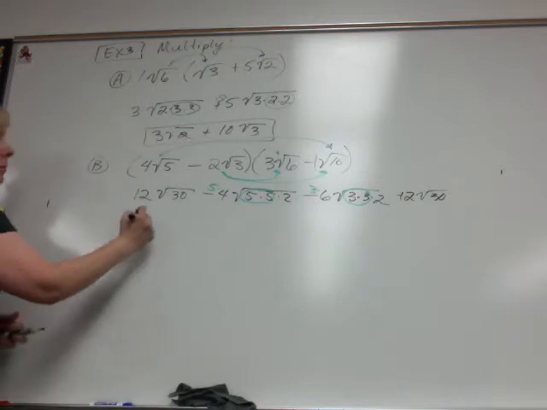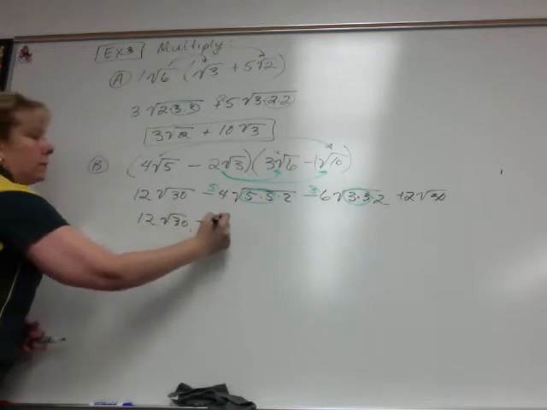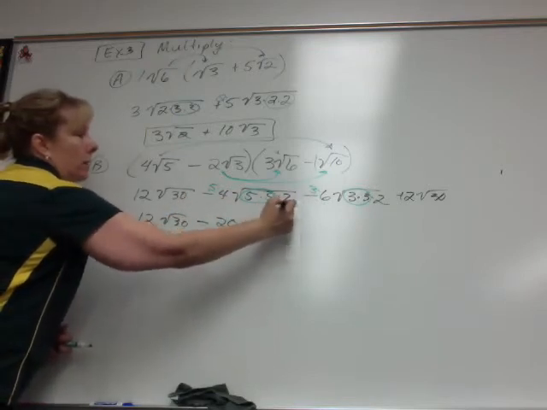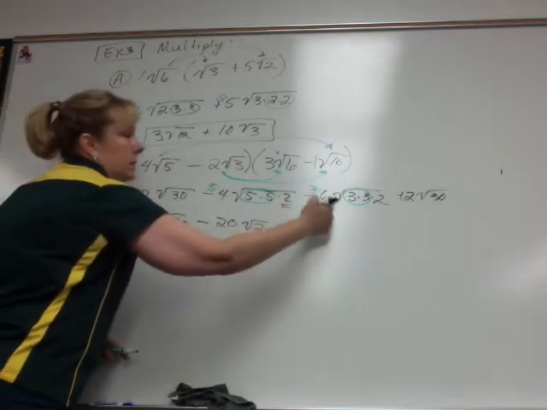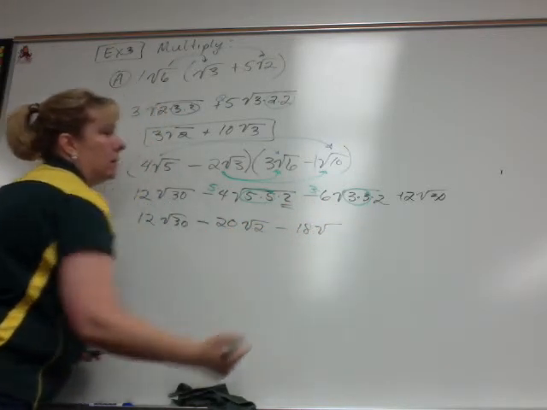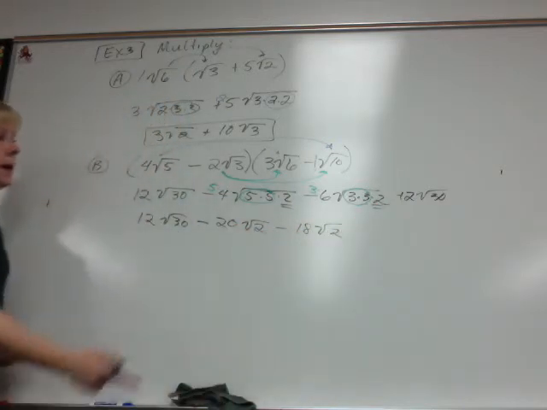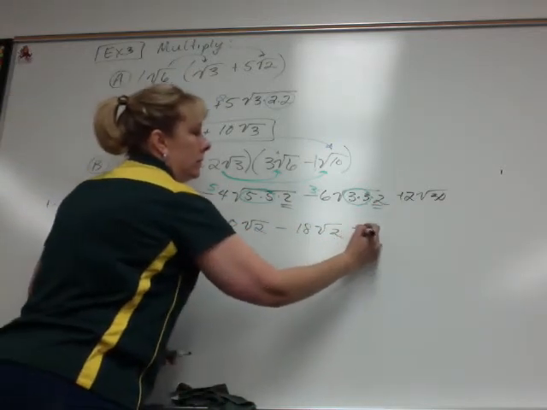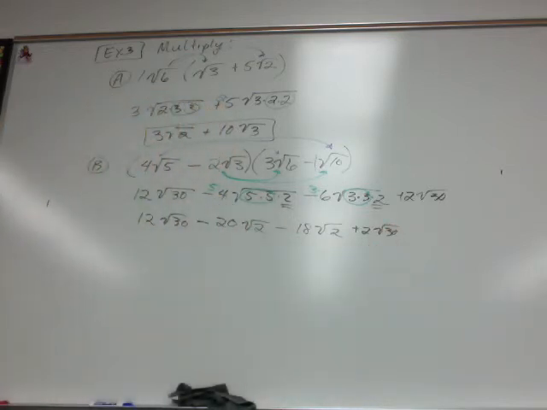So I really have 12 radical 30 minus 5 times 4 is 20. Radical, I have a 2 left over. Minus 6 times 3 is 18. Radical, I have a 2 left over. And then plus 2 radical 30. You combine those and tell me what the final answer is.